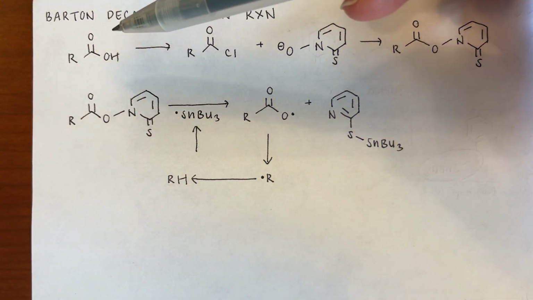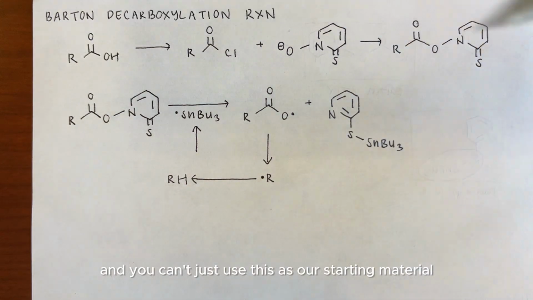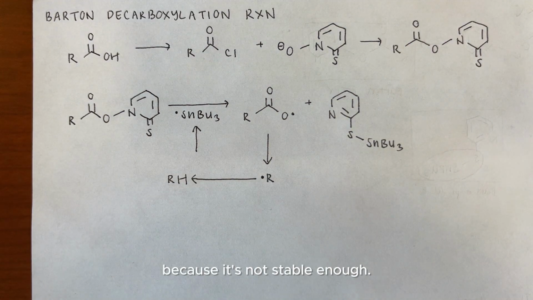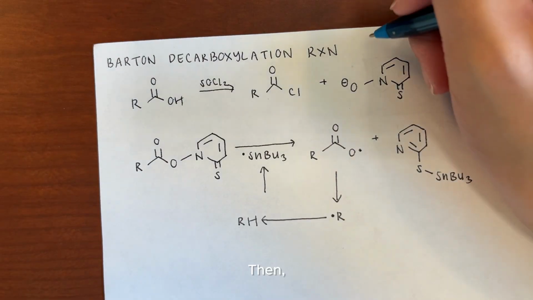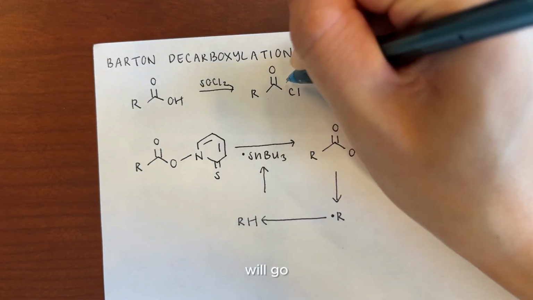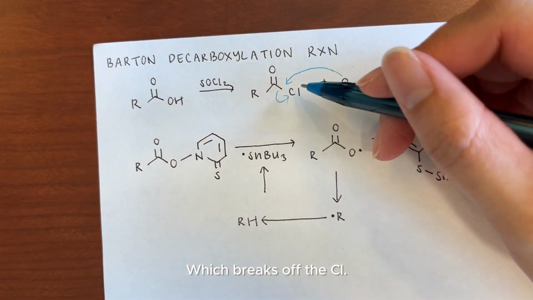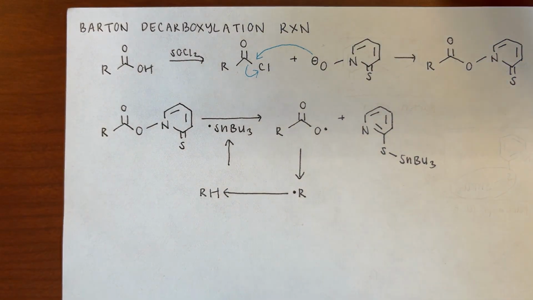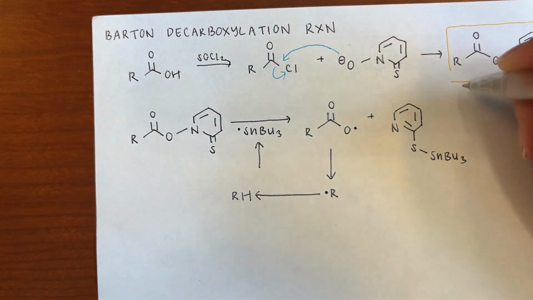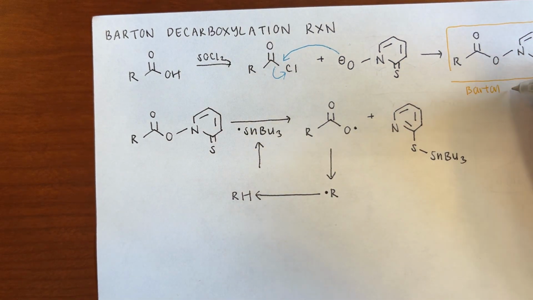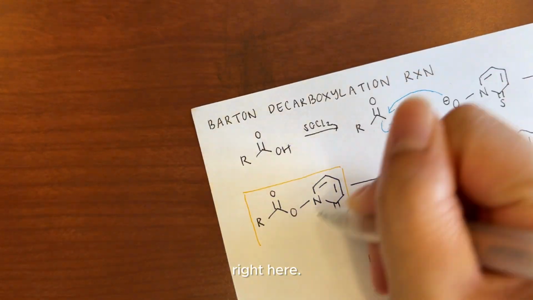This is needed because you need to form radicals, and you can't just use this as our starting material because it's not stable enough, which is why we'll need to transform it into a chloride. Then our arrows will go like this, which breaks off the chlorine, and we form something called a Barton ester. And you can see that right here.